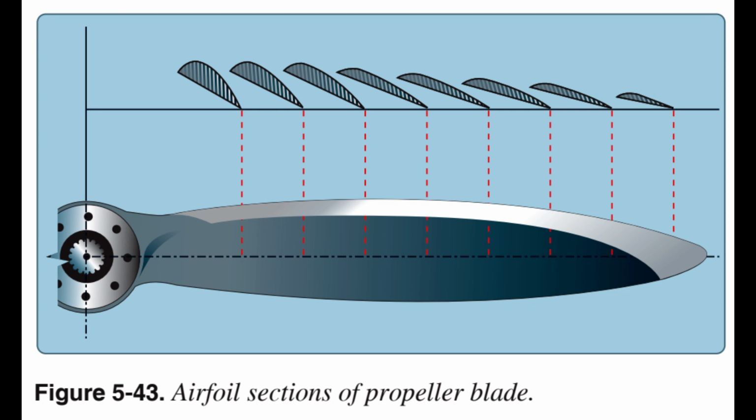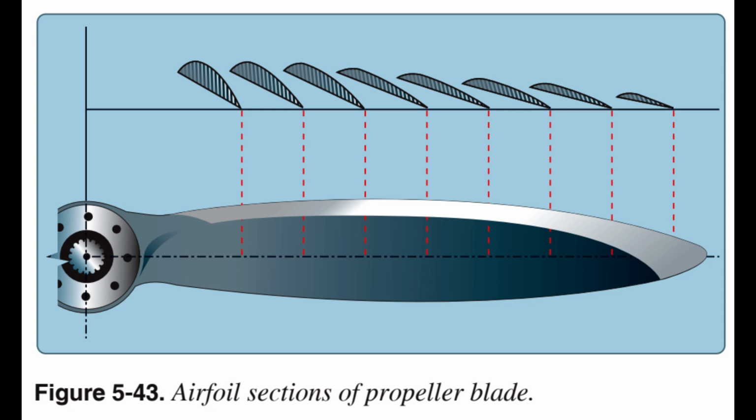The engine furnishes the power needed to rotate the propeller blades through the air at high speeds, and the propeller transforms the rotary power of the engine into forward thrust. A cross-section of a typical propeller blade is shown in Figure 5.43. This section or blade element is an airfoil comparable to a cross-section of an aircraft wing. One surface of the blade is cambered or curved, similar to the upper surface of an aircraft wing, while the other surface is flat like the bottom surface of a wing.